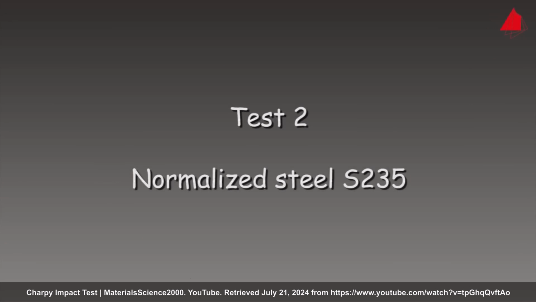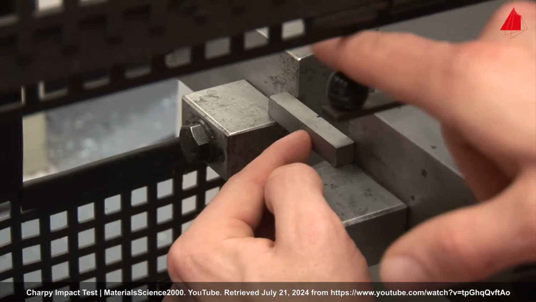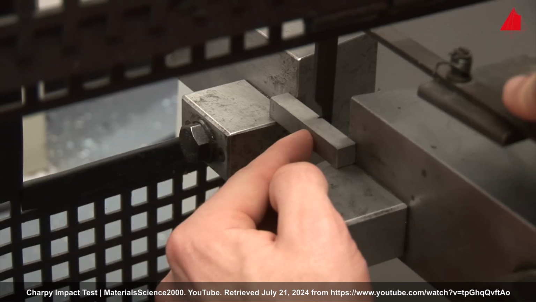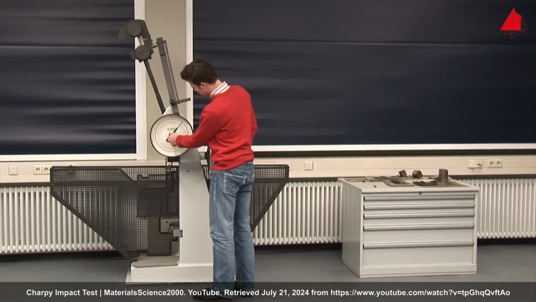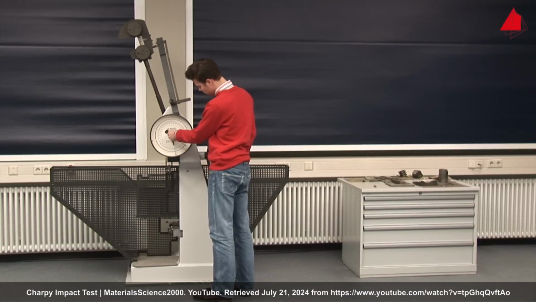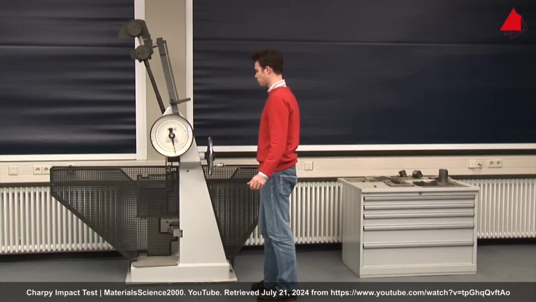Second test. The second specimen has been made from normalized steel S235. It is also placed on the support and centered. The tester turns the drag indicator to its starting position, rechecks all safety measures and releases the pendulum.